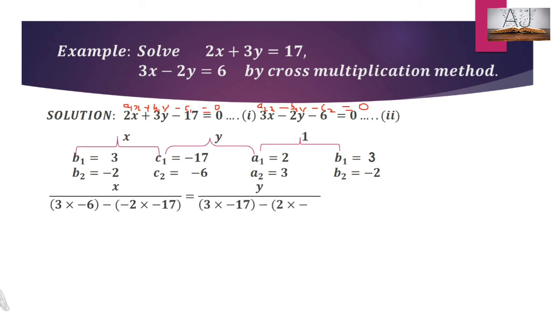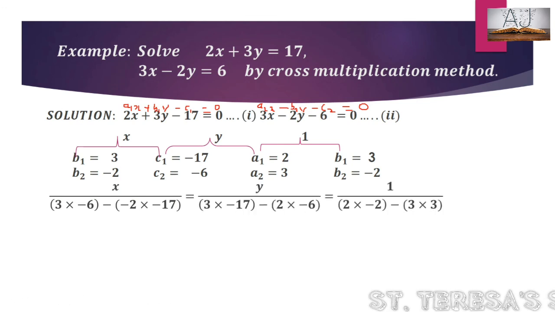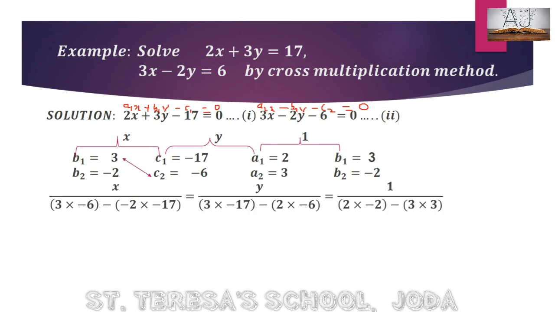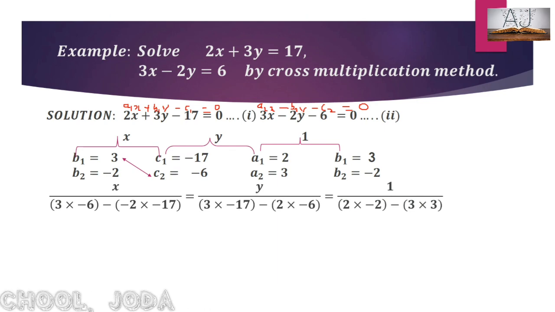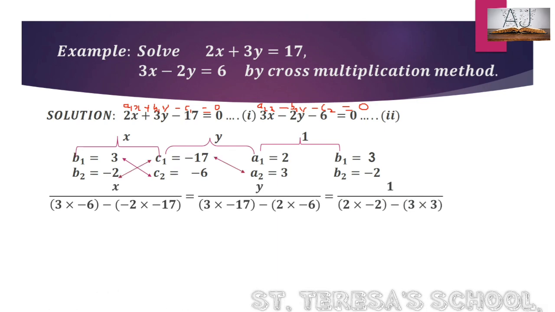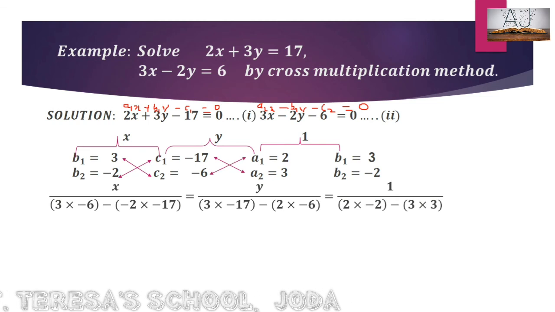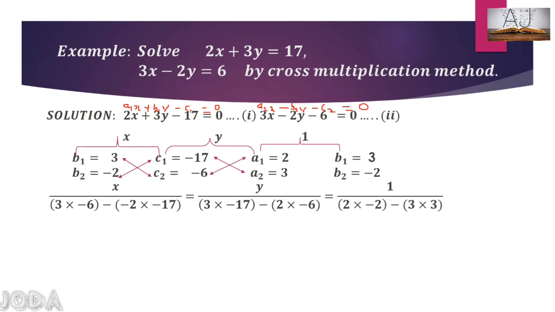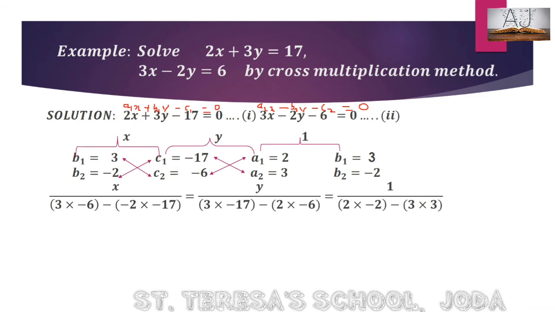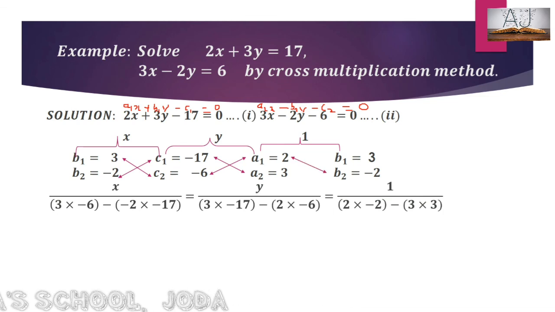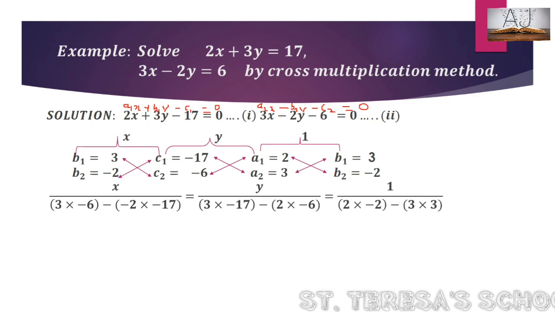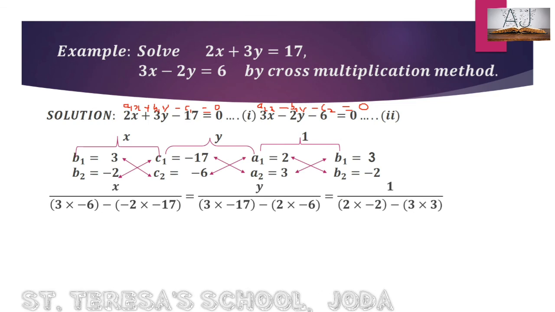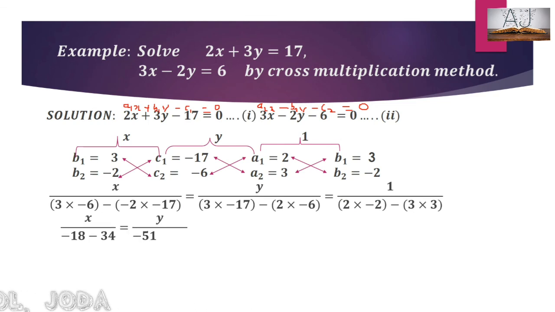Now let us solve according to the formula which we got. x by these all we get. How do we get this? I told you b1 c2 minus b2 c1. So 3 into minus 6 minus minus 2 into minus 17 is equal to, below y also in the same way, cross multiply, after cross multiply, subtraction, and below 1 also in the same way. So 2 into minus 2 minus 3 into 3. You can see this is how we do, diagonally.